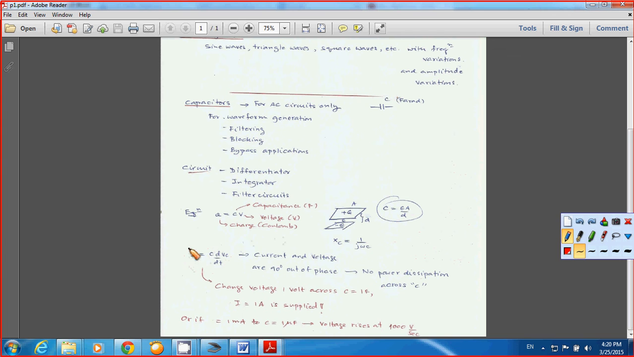or if you consider the current equal to 1 milliamp and C equal to 1 microfarad, that means in 1 second you will have the voltage increase in C by about 1000 volts per second. You can substitute 1 milliamp in here, and substitute C equal to 1 microfarad, or 10 to the negative 6 farad, and you divide 1 milliamp by 10 to the negative 6, you end up with 1000 volts per second. That means you're going to have the voltage increase 1000 volts per second. That's how capacitors work.